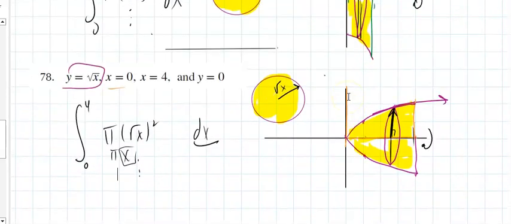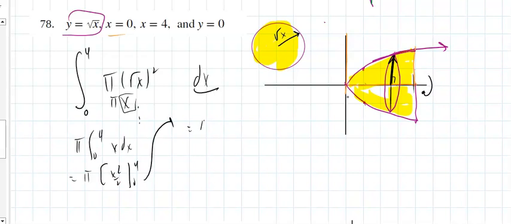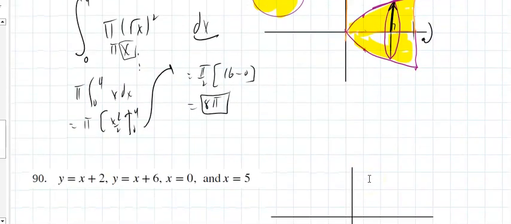Actually, I can work this one out really quick. That is pi times the integral from 0 to 4 of x dx. That is pi times x squared over 2 evaluated from 0 to 4. That is pi over 2 times 4 squared is 16, minus 0. The whole volume is 8 pi.